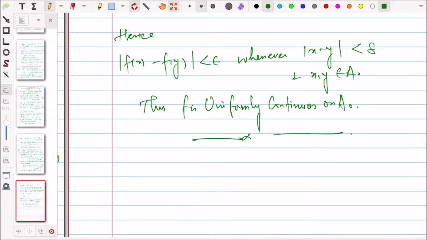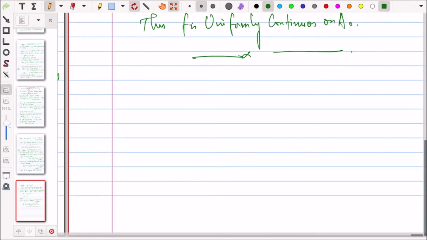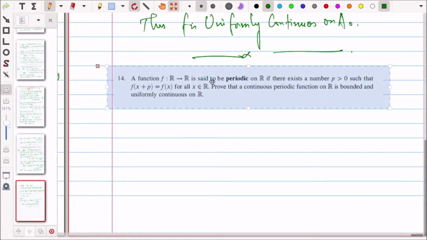Now let us take question number 14, which is on a periodic function. So we are given a periodic function on R, and the period is of length P. So for every point at distance P, their values are equal. So f x is equal to f of x plus P for all x belonging to R. We have to show that the continuous periodic function on R is bounded and it is uniformly continuous on R.